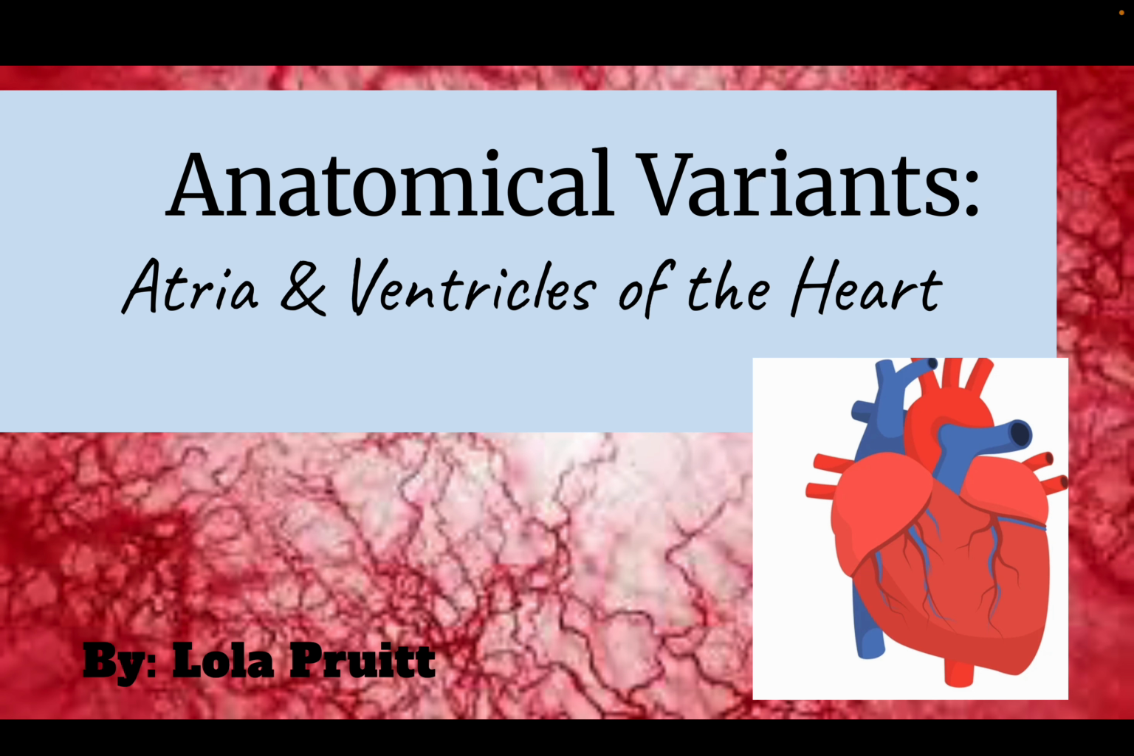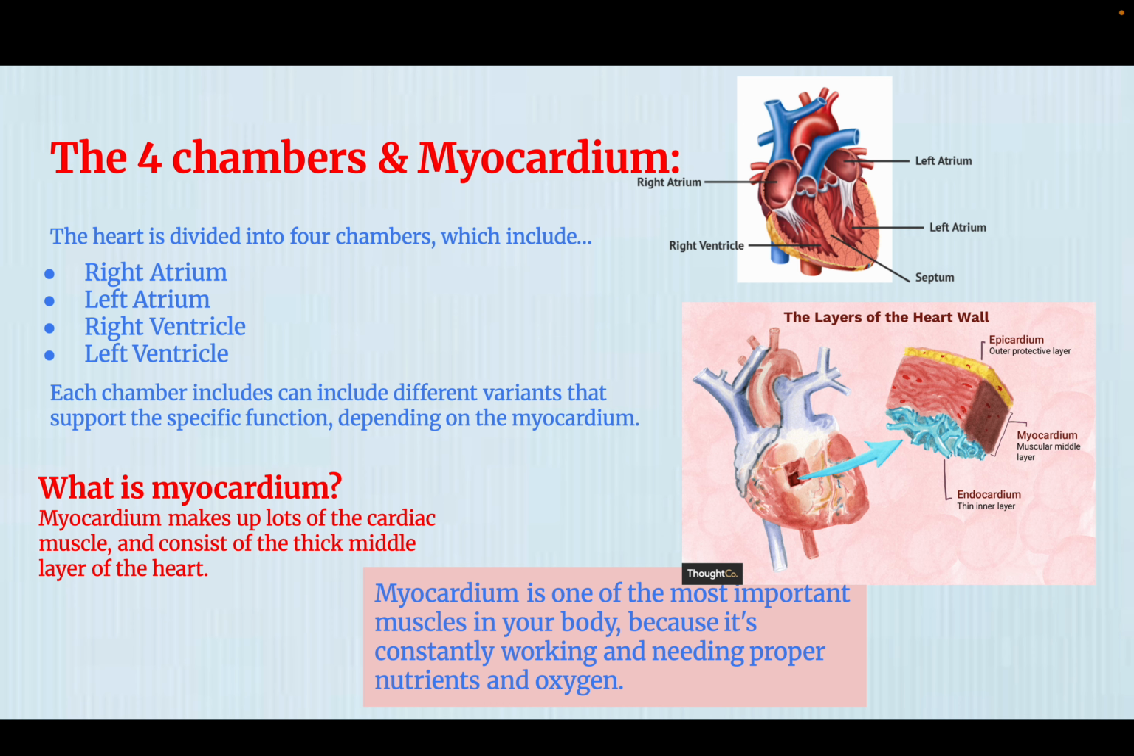Hi, my name is Lola Pruitt, and for my anatomical variants presentation, I have chosen the four chambers of the heart. So first, the four chambers of your heart include the right and left atrium and your right and left ventricles. The myocardium muscle of the heart heavily relies on these two atrium and two ventricles.